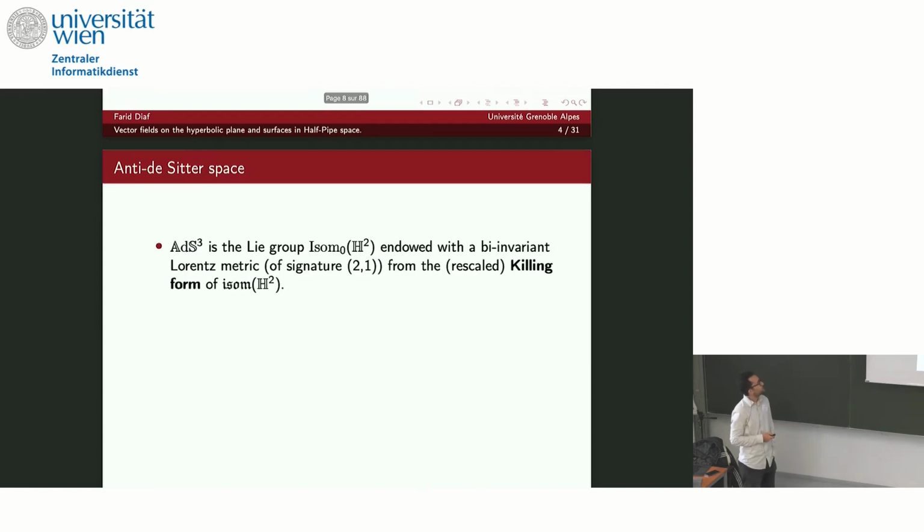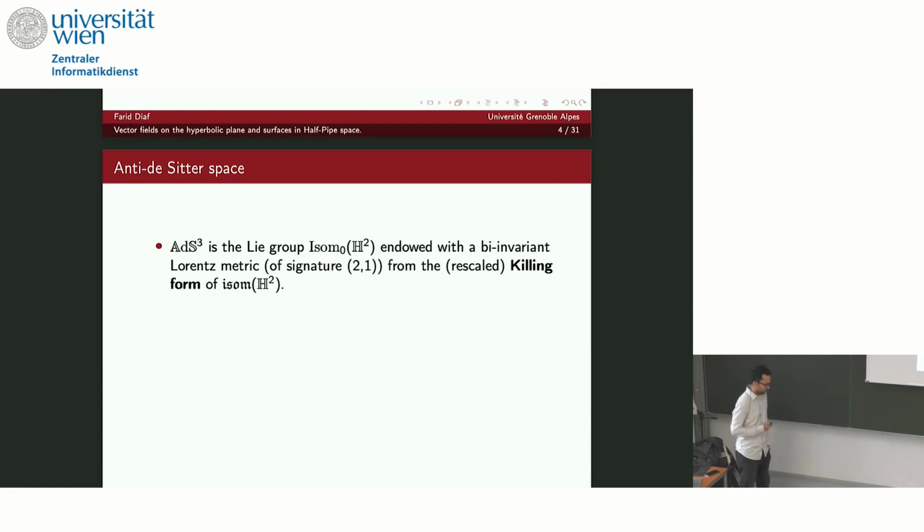What is anti-de Sitter space? We denote it by ADS3. This is the Lie group of orientation preserving isometries of H2, on which we put a Lorentzian metric induced from the Killing form. We have the Killing form on this group, which has signature (2,1), so it's a Lorentzian signature. And then we push it along all the group, and we get a Lorentzian metric.